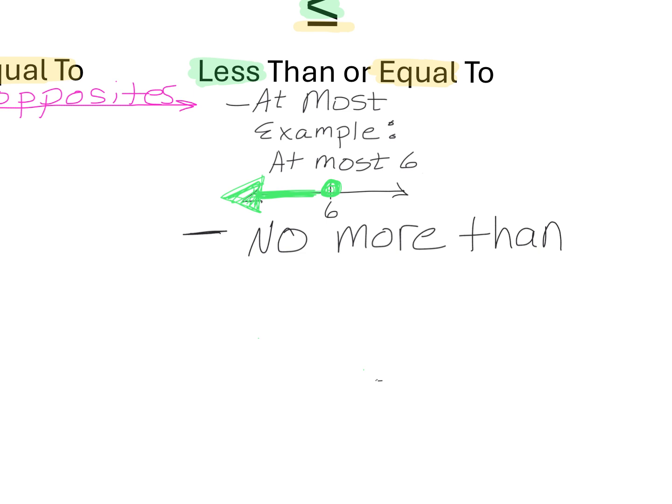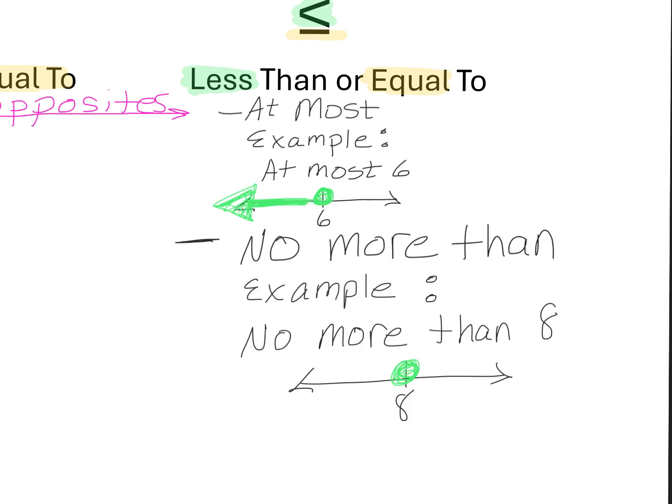Another one is no more than. Because it has the word more, you might think it would be a greater than symbol, but it's not, because it says no more. So it could be 8, but no more than 8. So we can't go higher. Instead, it would be 8 or any number that is less.